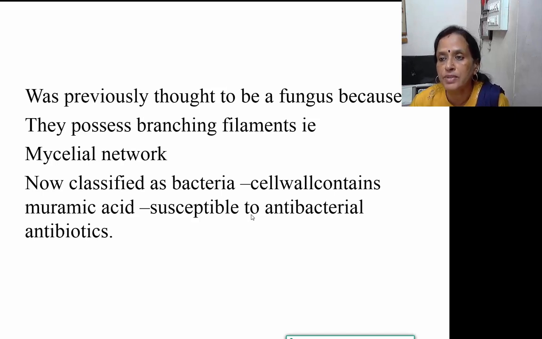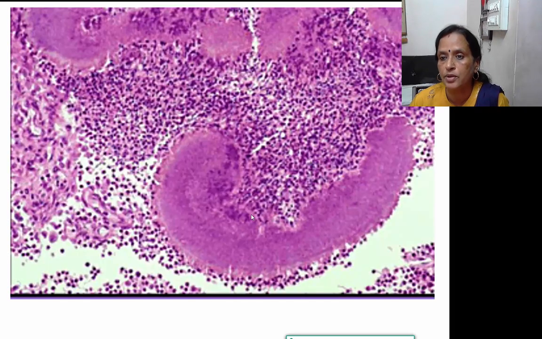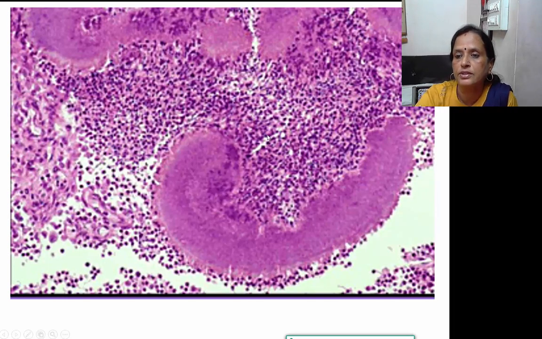So this was previously thought to be a fungus because they possess branching filaments, which was thought to be a mycelial network, now classified as a bacteria. And the cell wall of these contains muramic acid. So it is susceptible to antibacterial antibiotics. So this is how the organism appears.